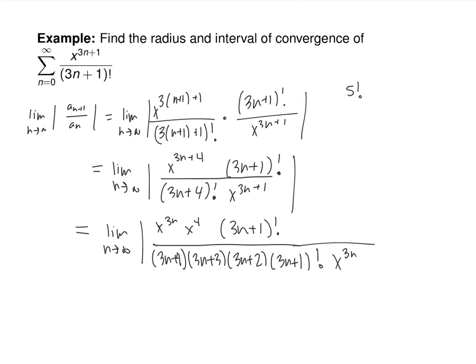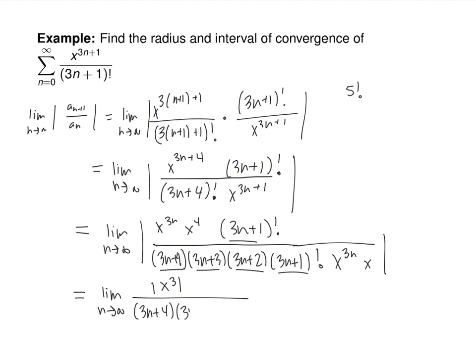x to the 3n times x. Now you can see that this term and this term are all left behind, while this 3n plus 1 factorial and that one cancel, the x to the 3n's cancel, and another one of the x's cancel. So you have the limit as n goes to infinity, absolute value of x cubed all over 3n plus 4 times 3n plus 3 times 3n plus 2.